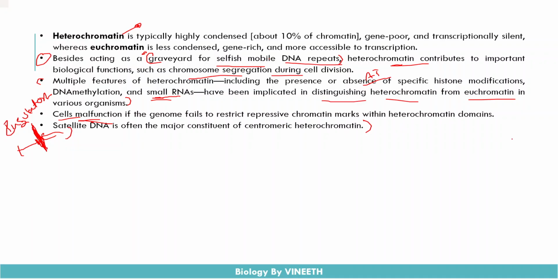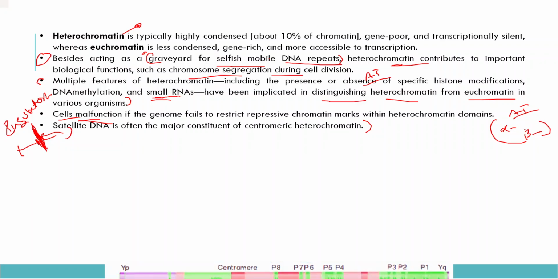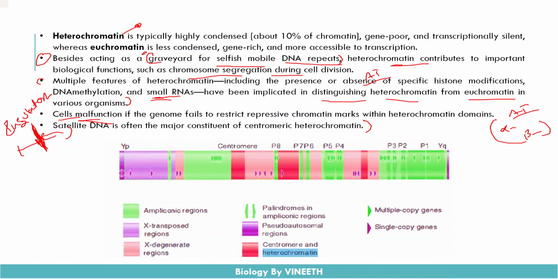Centromeric regions of the chromosomes mostly contain alpha satellites and beta satellite DNAs. These are AT-rich sequences, and they are often referred to as the satellite DNAs. These satellite DNAs are mostly present in the centromeric regions, and they are the major constituent of the heterochromatin.